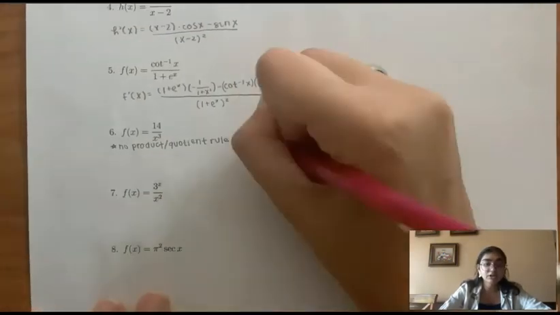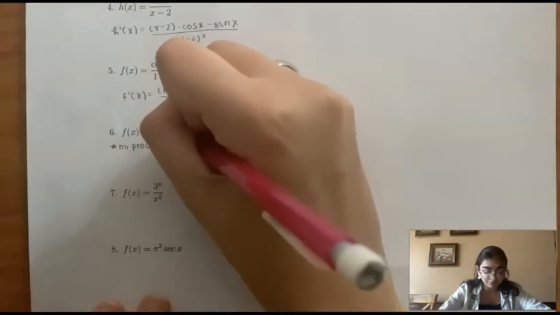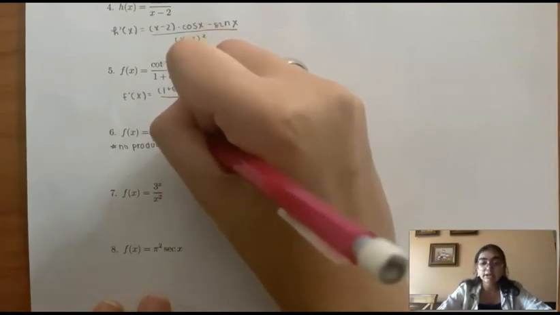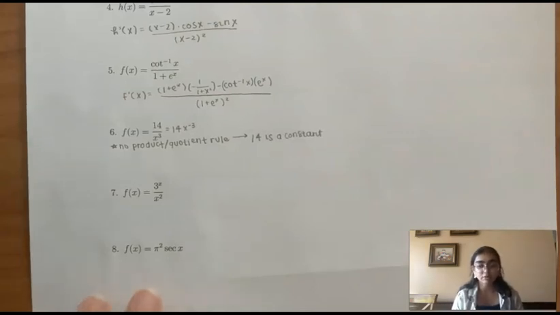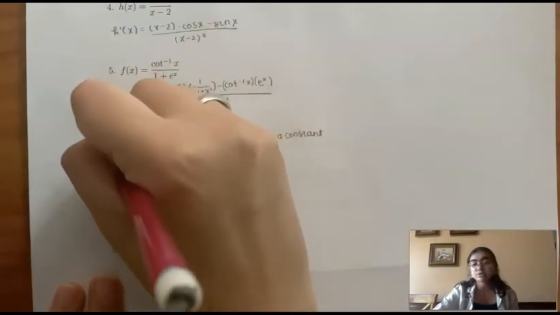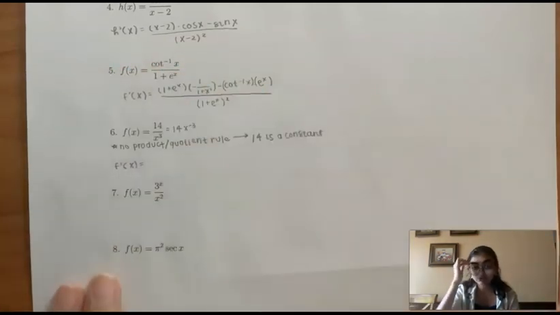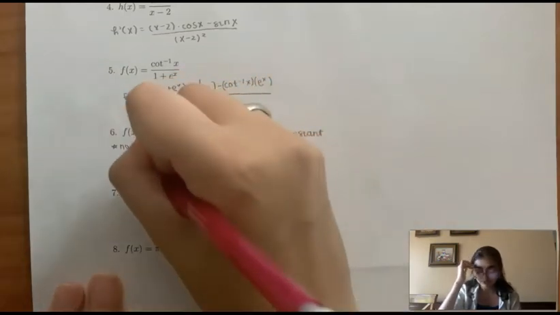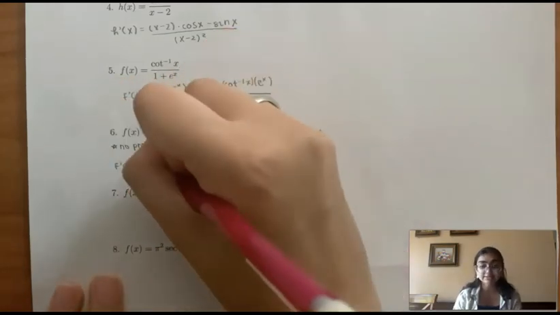So since 14 is a constant, we can manipulate this equation to make it 14x to the -3. And with that, all we have to do to find the derivative of f of x is a simple power rule. We bring down the -3, and so then 14, which was already there, the constant, times -3 is -42x, and then we subtract 1 from -3 to get -4, which gives us -42x to the -4.